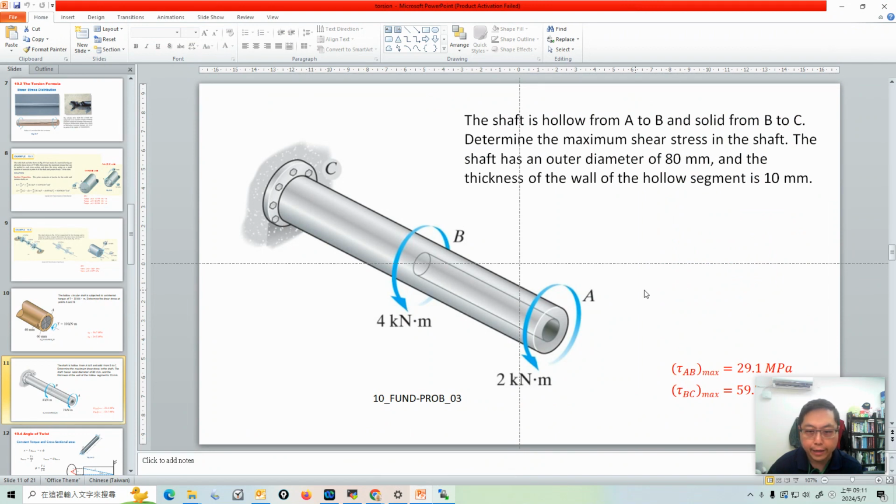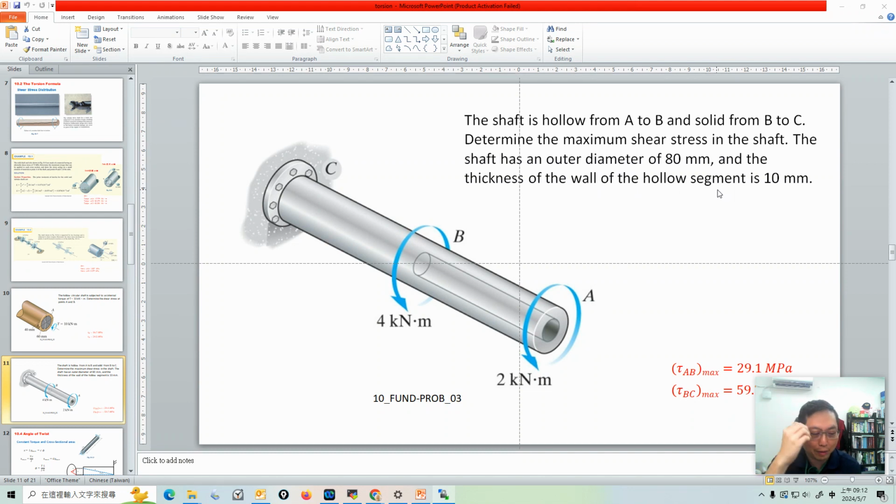In this problem we have a different kind of cylinder bar. Here's the problem description: it is a shaft. The AB section of the shaft is hollow, and the BC section of the shaft is solid. The problem says to determine the maximum shear stress in the shaft. The shaft has an outer diameter of 80 millimeters, and the thickness of the wall of the hollow segment is 10 millimeters.